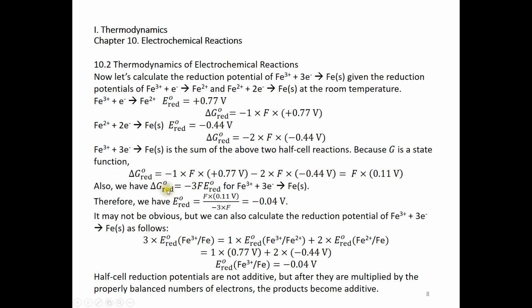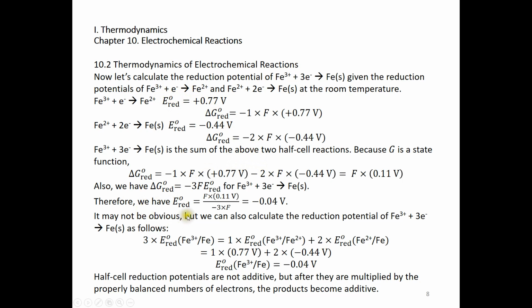Because the standard Gibbs energy of reduction for this reaction is negative 3F times the half cell reduction potential. And then we can plug in the expression here. This guy is F, the Faraday constant, times 0.11 volt. And we have the Faraday constant on the right hand side, so they cancel. The standard reduction potential is then simply 0.11 volt over negative 3, so we have this value here. And that's it. That's the reduction potential for this half cell reaction from iron 3 to iron 0.